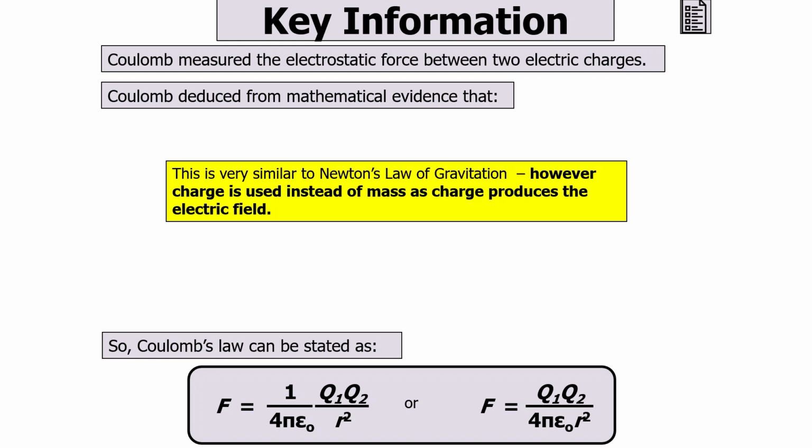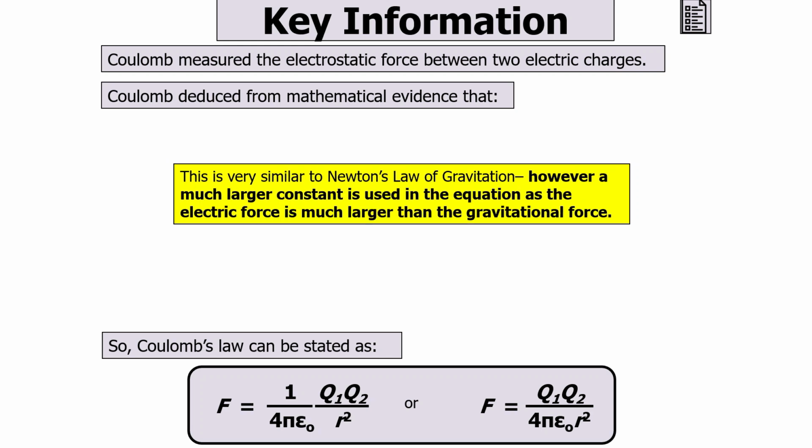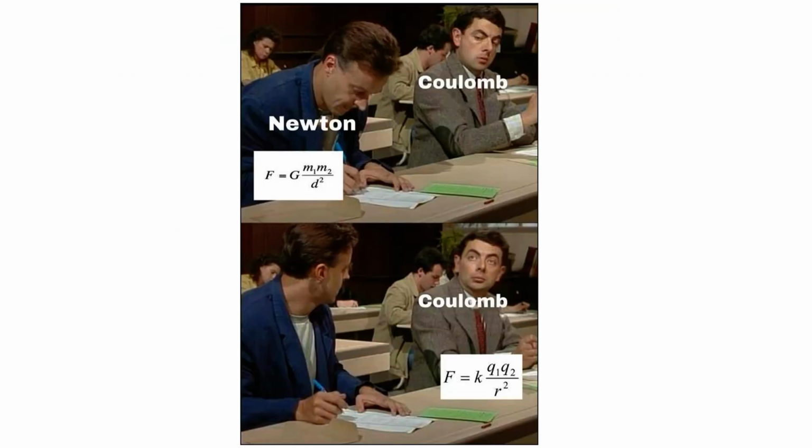Now, Coulomb's law is very similar to Newton's law of gravitation. However, charge is used instead of mass, as charge produces the electric field. In addition, a much larger constant is used in the equation, as the electric force is much larger than the gravitational force. However, it must be noted that Newton's law of gravitation and Coulomb's law are very, very similar.